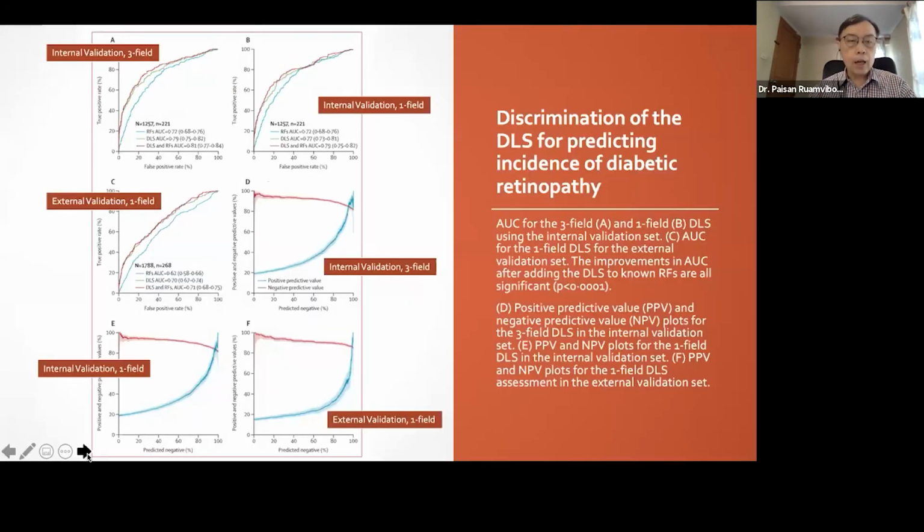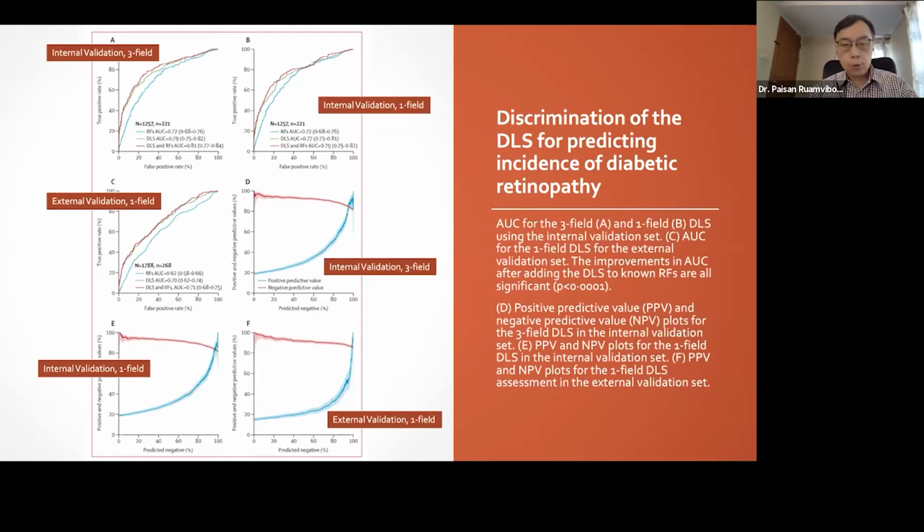Here, you can see the picture. The blue line here is when you use only risk factors, and the red line here is when you use combined risk factors and the AI, deep learning. Here A is for internal validation of 3 field, B is internal validation with single field, and C is external validation with a single field.